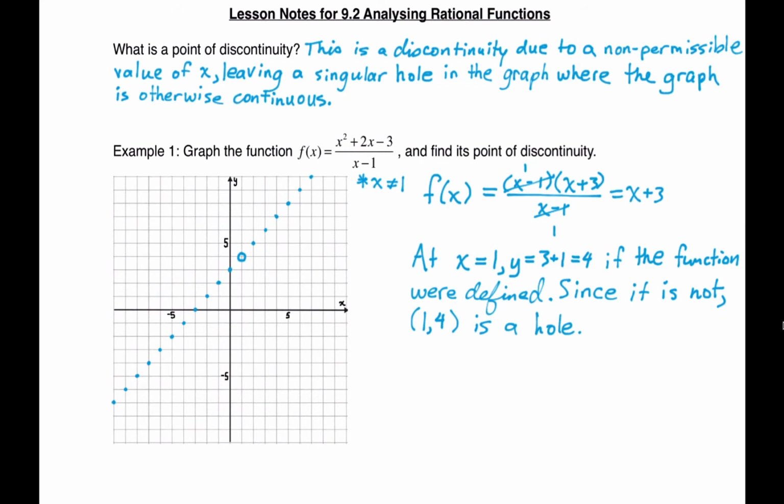So you draw a straight line here, y equals x plus 3. In other words, the y-intercept is 3, and the slope is 1, and this is a straight line, except for the fact that at x equals 1, y equals 4, there is a hole in the graph. So it looks like this.